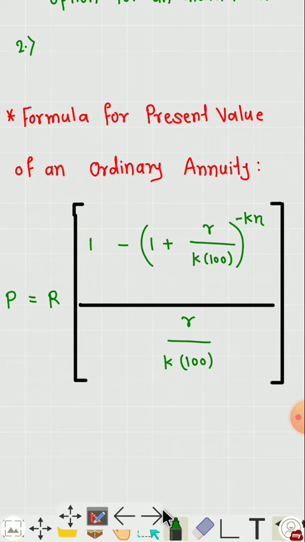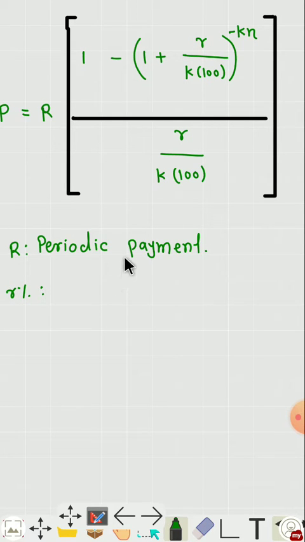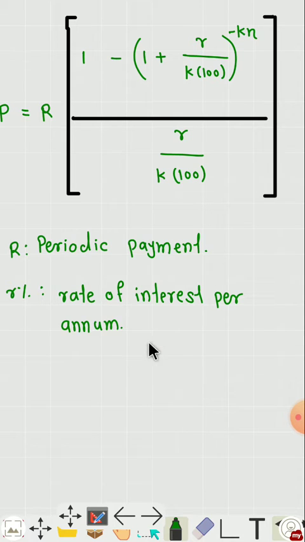So in this formula, the parameters we see: first parameter is R, and R denotes periodic payment. Small r denotes rate of interest per annum, and n denotes duration of annuity in years.